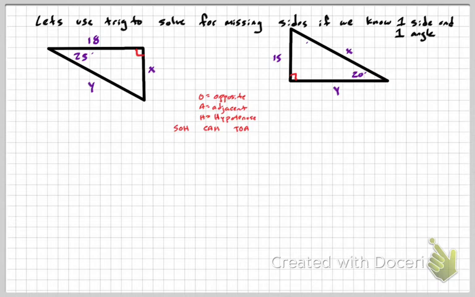Now, if you haven't watched the calculator video yet, pause this and go watch the calculator video, because I do some explanation on how to do that, because I can't really show you how to use the calculator within this application.